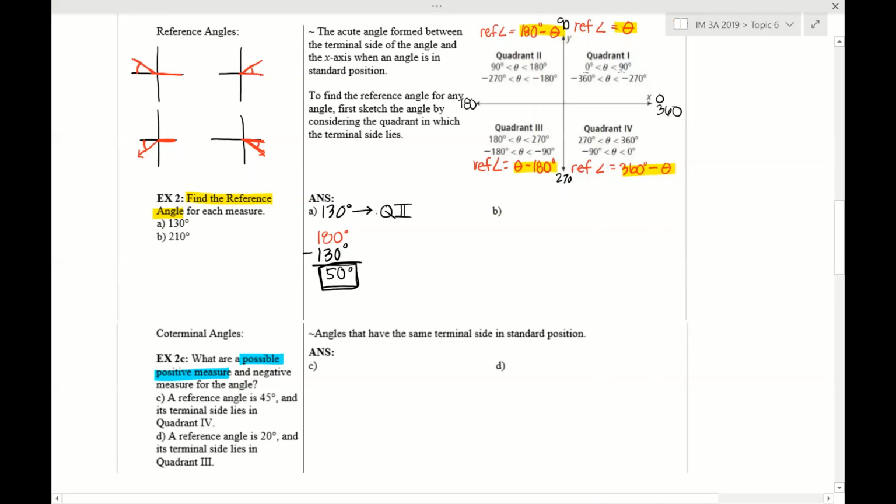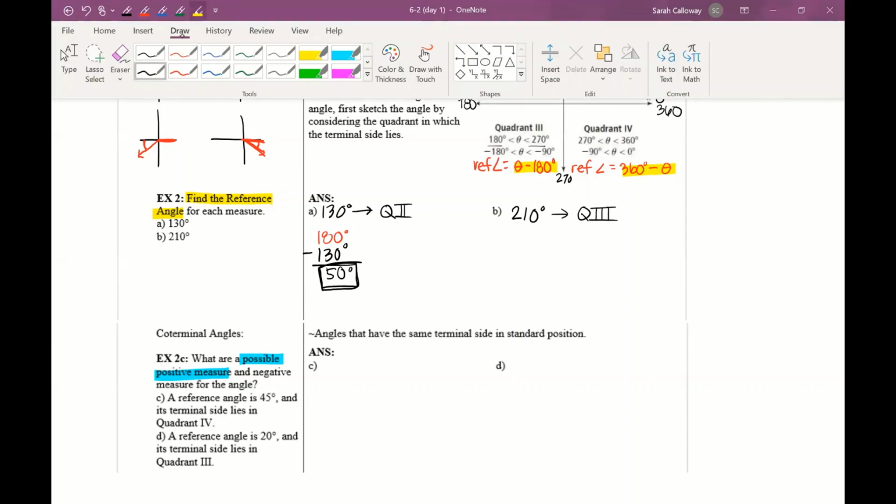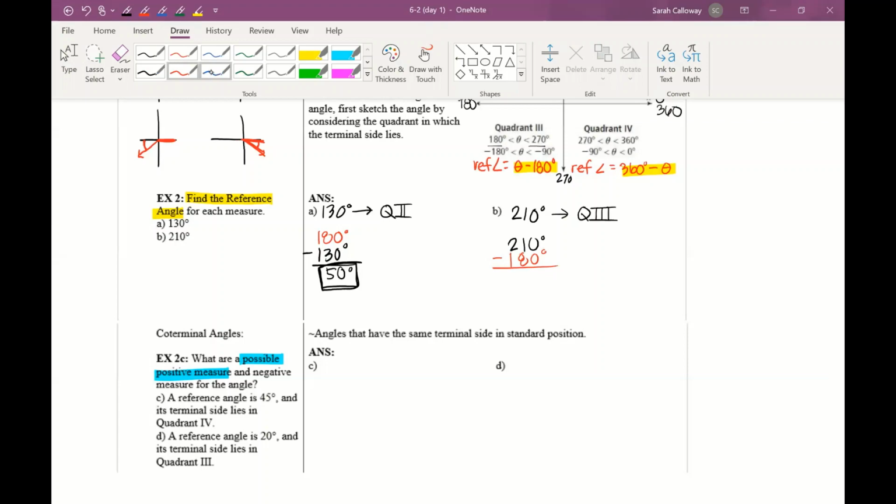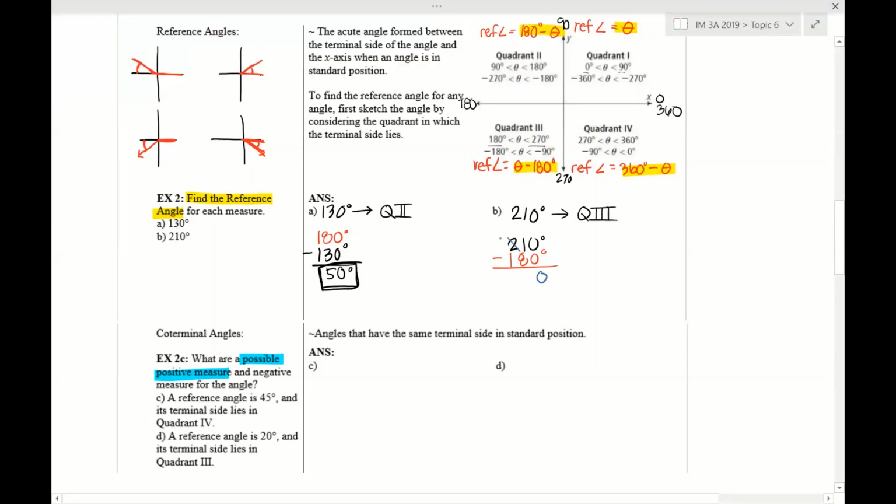Again, the first thing I want to determine is what quadrant this angle lies in. If I have 210 degrees, 210 is between 180 and 270, so I'm going to be in quadrant 3, which tells me that I'm going to take my angle and subtract 180 from it. So 210 degrees minus 180 degrees. 0 minus 0 is 0. I can't subtract 8 from 1, so I need to borrow from the hundreds place. So 11 minus 8 gives us 3, and then 1 minus 1 is 0. So the reference angle for 210 degrees is 30 degrees.